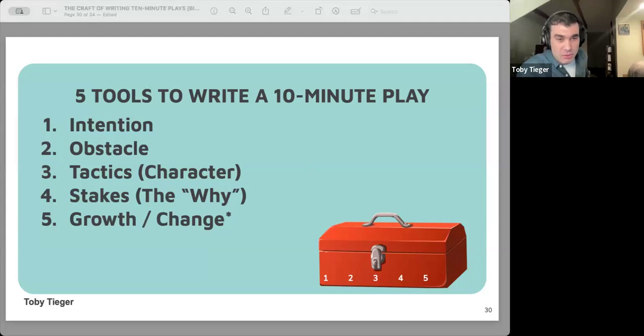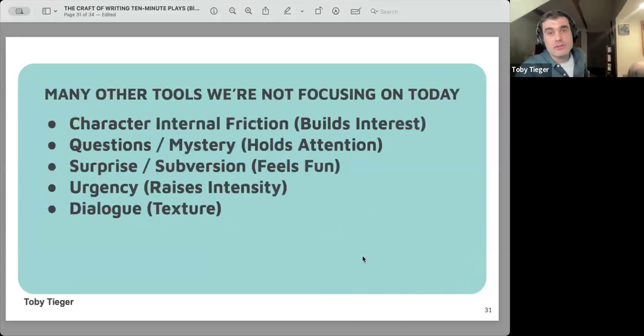Okay. Those are the 5 tools that I think are very useful when it comes to writing a 10-minute play. These are not the tools when it comes to writing a full-length play. Here's a list of other tools that we are not focusing on today.